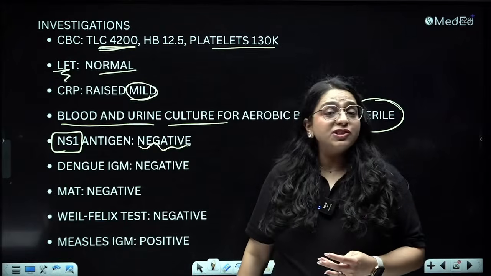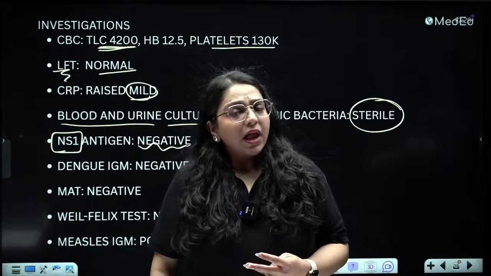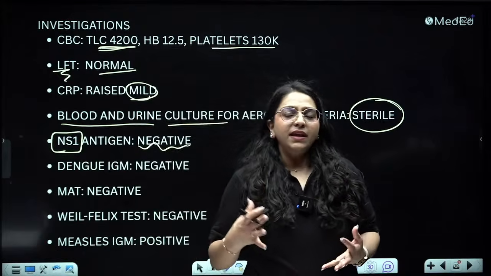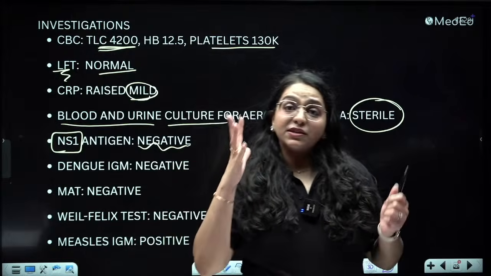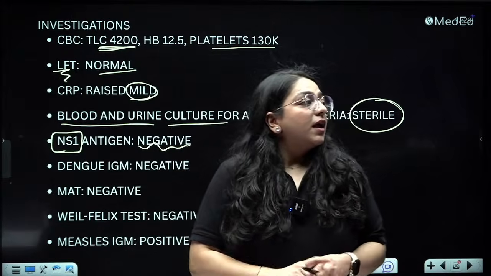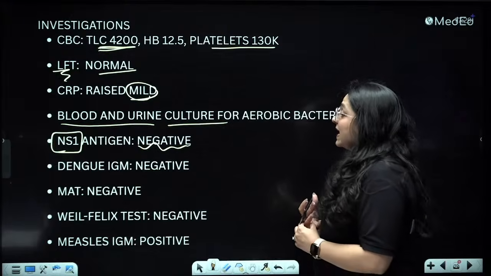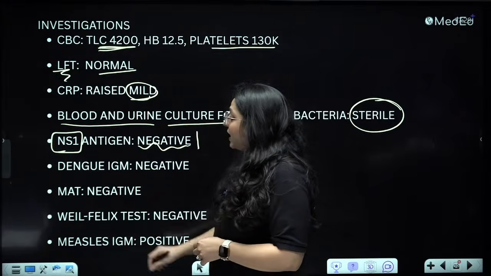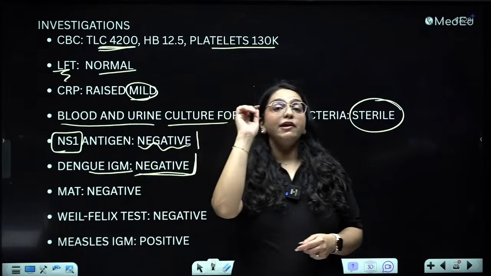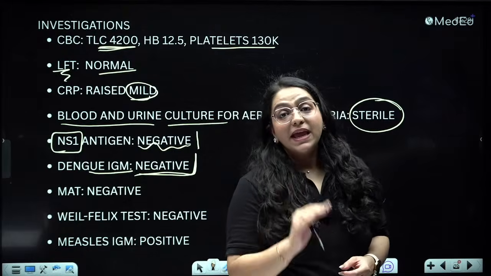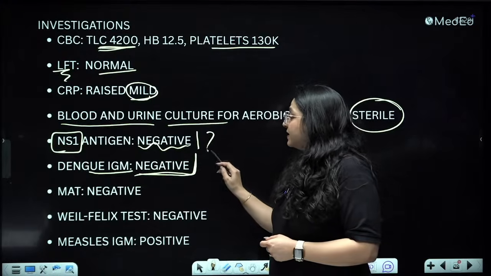Why did I not mention tourniquet test in examination? Because it cannot always be substantially positive unless it is severe dengue, right? So dengue NS1 being negative, I confirmed with dengue IgM, that has also turned out to be negative. And it is day 4 of illness. Dengue IgM and NS1 negative.